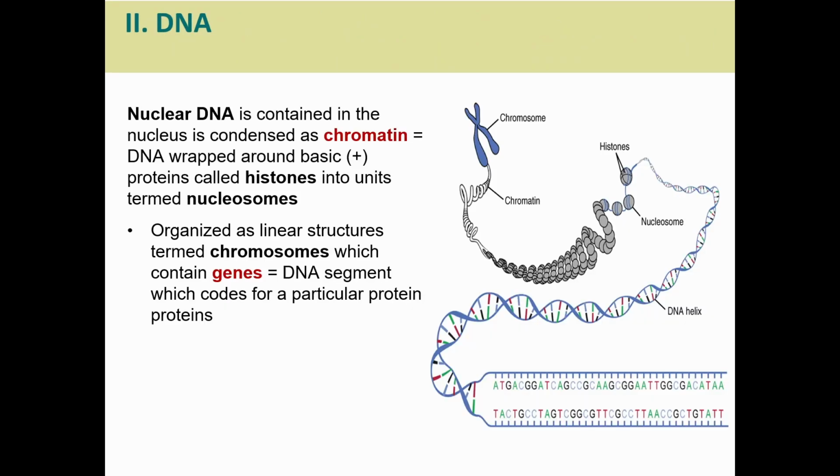So let's start. Let's go with nuclear DNA and start there. Like I mentioned in the last video, DNA is stored in the nucleus in the form of what we call chromatin. And chromatin is DNA with its organizing proteins. These organizing proteins are called histones.